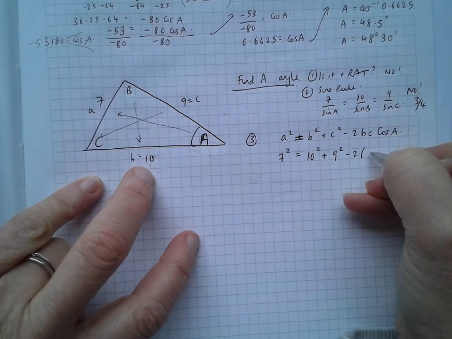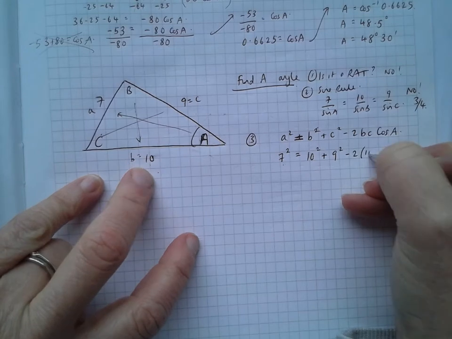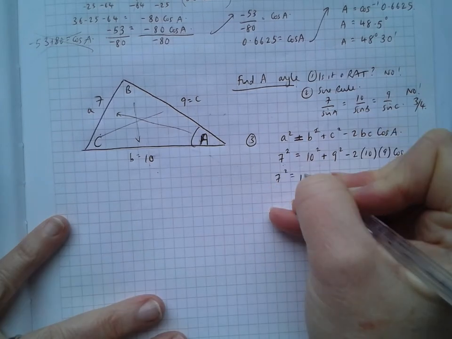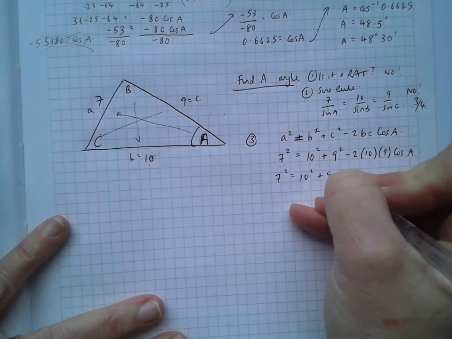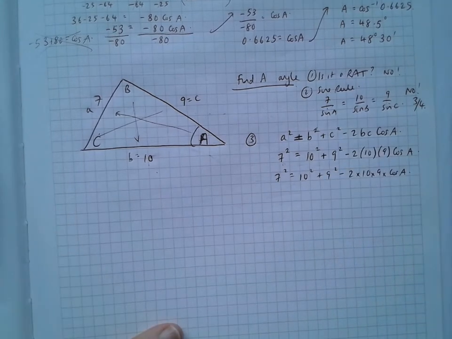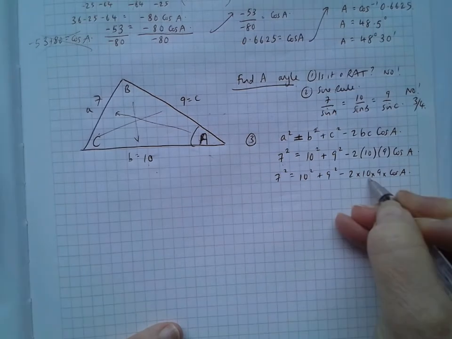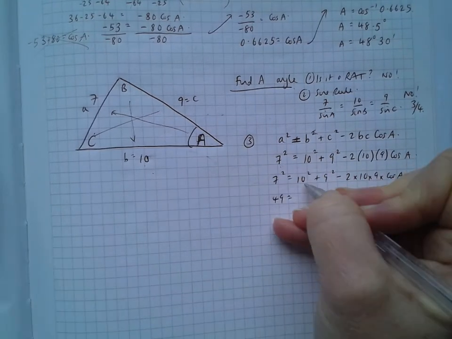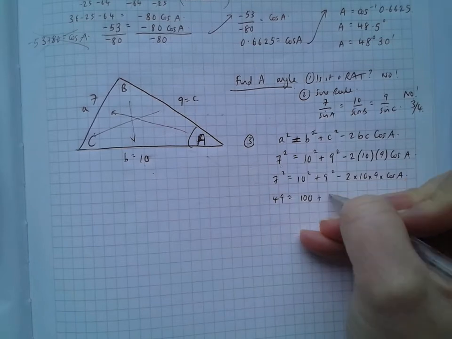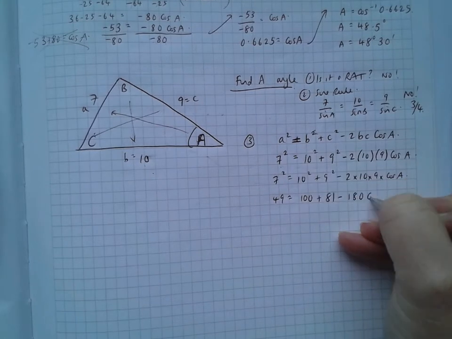Or you might have it written like this: 10 squared plus 9 squared minus 2 by 10 by 9 by cos A, which is equally fine. Okay, maybe I'll do it this way just because that's probably what most of you have done. So 7 squared is 49, 10 squared is 100, 9 squared is 81, 2 by 10 is 20 by 9 is 180 cos A. Were you okay? I'm just going to pause it here.